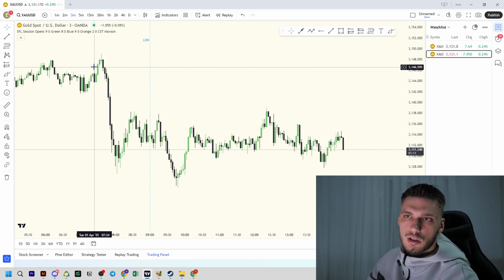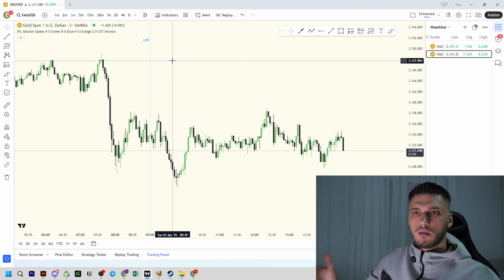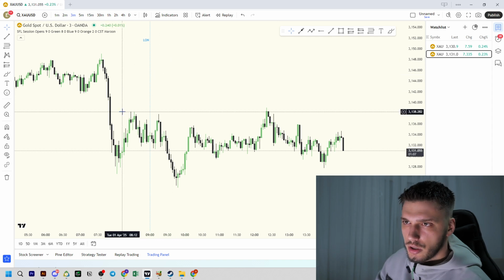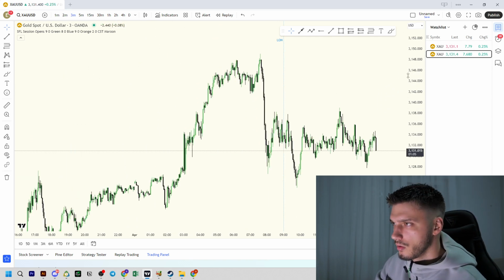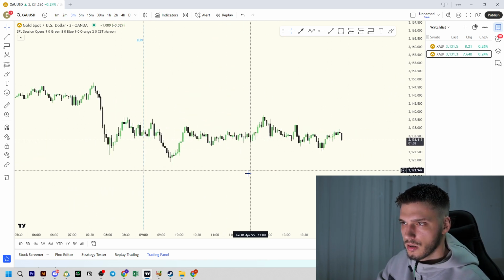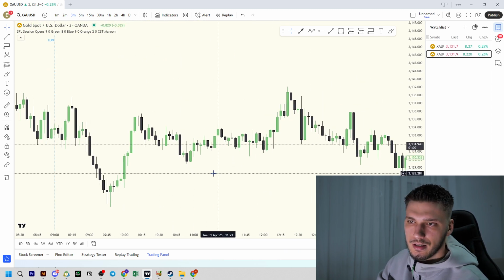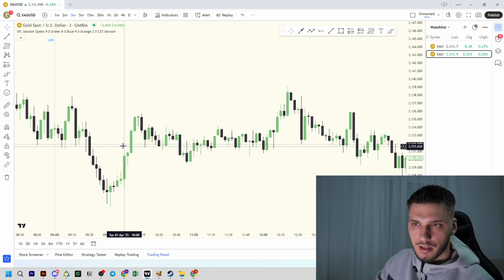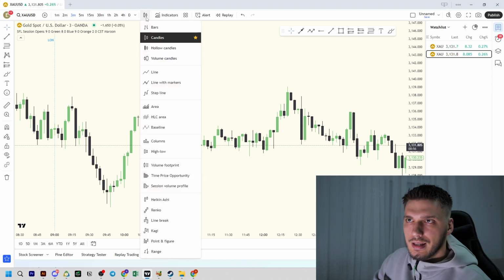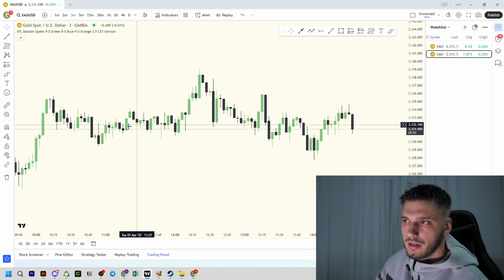For a new guy who just started trading, this can look confusing, right? What are these? These are candles. At least that's what it's called, because they look like candles, as you can see. So this right here, you want to have this clicked. You don't want any of these, you want this clicked, you want these candles.